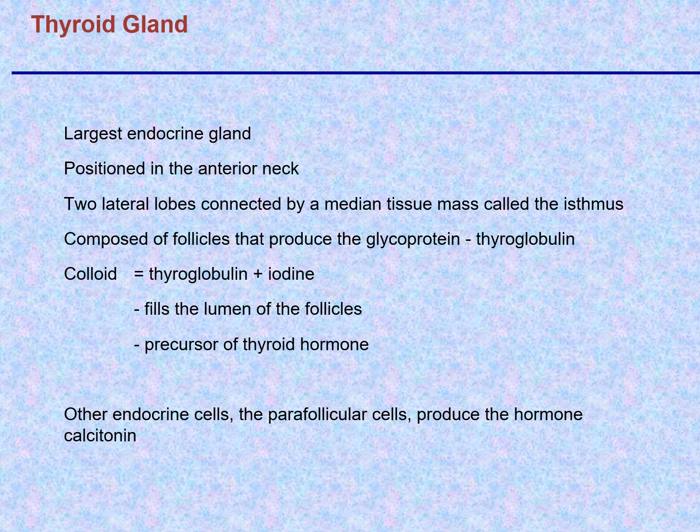And inside the tissue you have follicles that produce a glycoprotein called thyroglobulin. I remind you, a glycoprotein is a molecule that's part carbohydrate, part protein. And thyroglobulin has the ability to bind up iodine. It has a very high affinity for iodine. The thyroglobulin with the iodine is called colloid, and it fills the space inside the follicles of the thyroid gland. This colloid substance is a precursor for thyroid hormone itself.